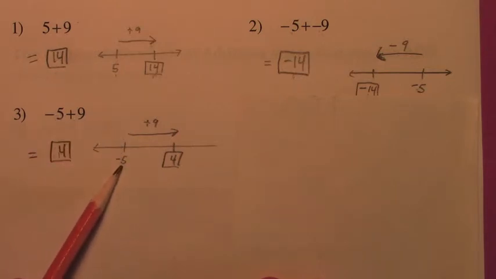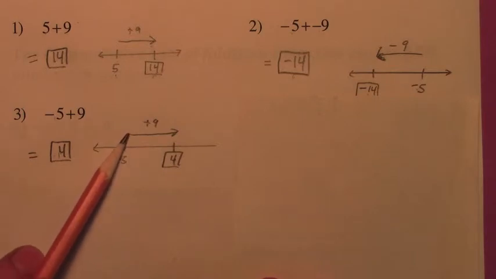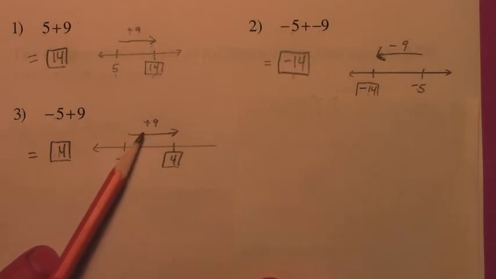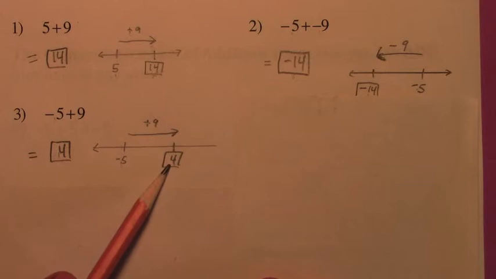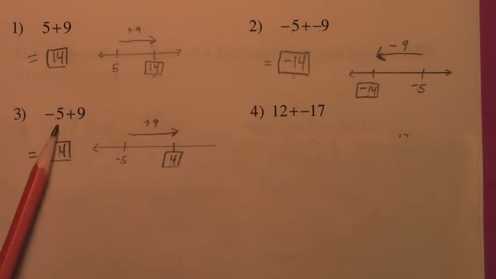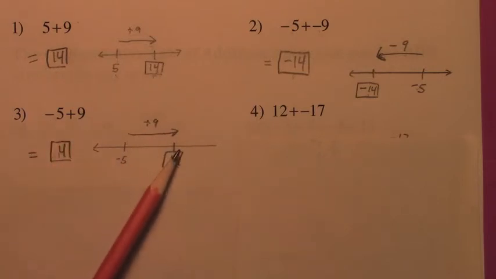So if you're 5 miles south of Seattle and you drive 9 miles north, you actually drive through Seattle, and now you're 4 miles north, right? You're in the positive direction, 4. So when you add a negative and a positive, it depends on which is bigger.